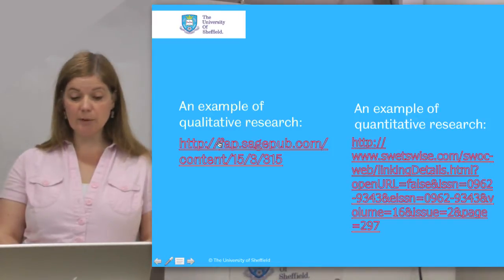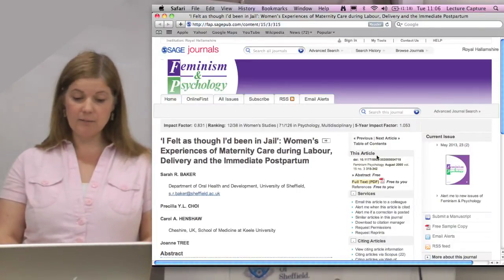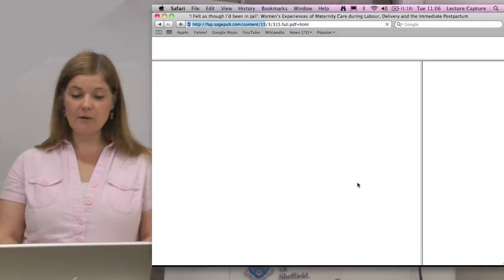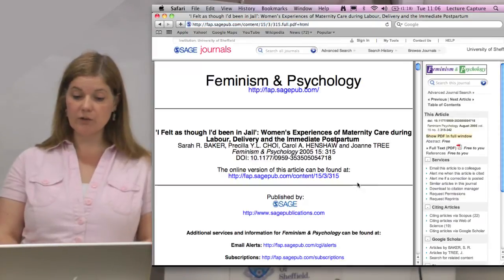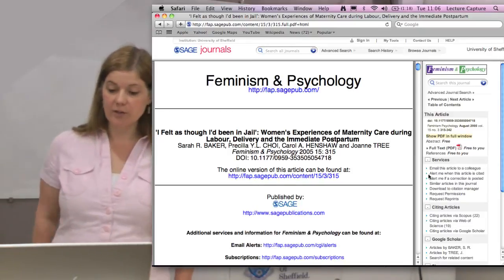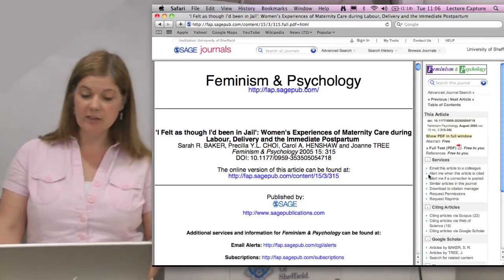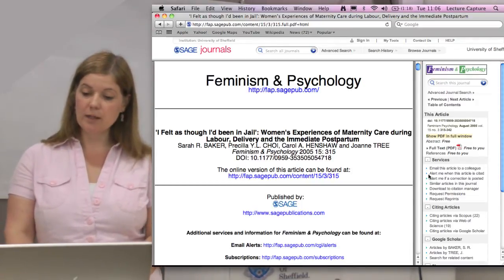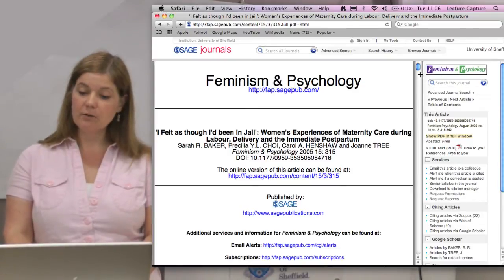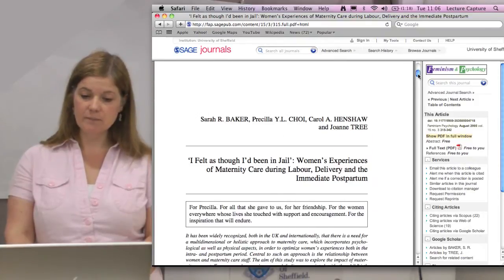And so this first example of qualitative research that I'll show you is not a dental study. It's a study that I conducted before I came into dentistry, when I was still working within psychology. It's a study that we carried out with women who had just gone through childbirth. And we were interested in their experiences of maternity care during childbirth itself and then immediately afterwards, postnatally. This was published relatively recently. I'm just going to move it down so you can look at the abstract here.